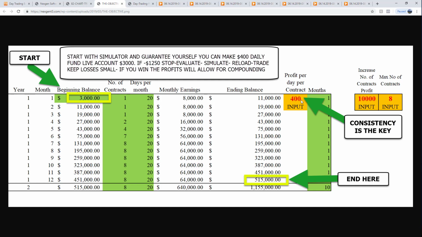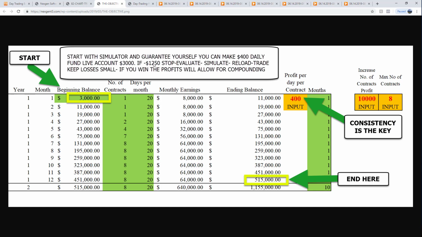The objective, one more time before I close this video out: make 20 ticks twice a day. That's all you have to do, guys. 20 ticks twice a day, and you can turn $3,000 into $8,000 in profit over the course of 20 trading days, if you do it consistently over and over. And let's say you trade on simulator for a couple months and you say, okay, I got it. And then you go live.